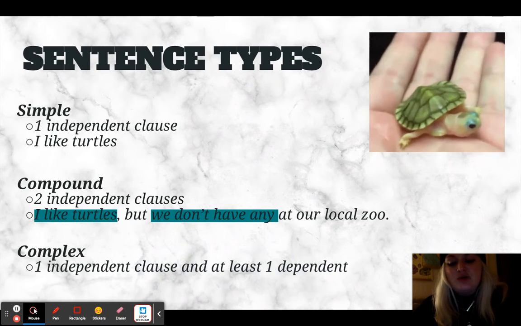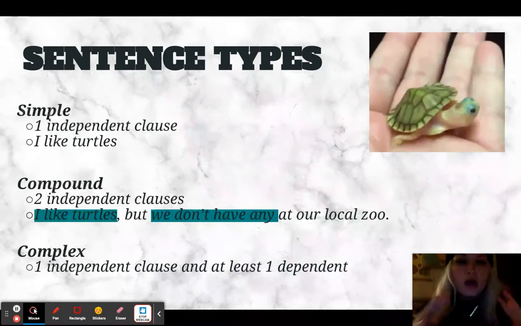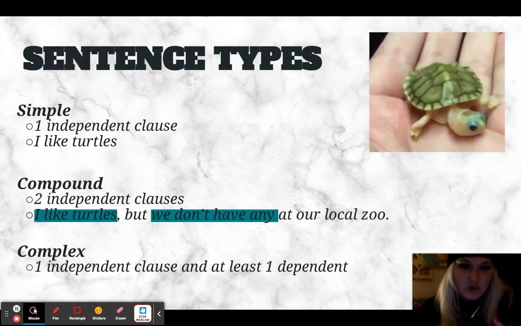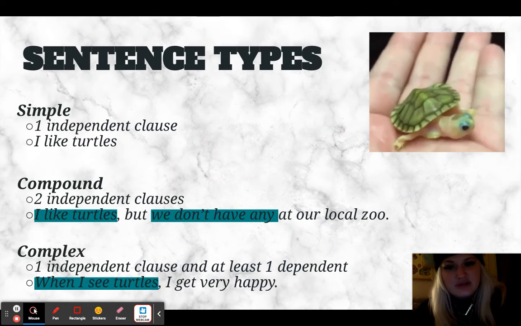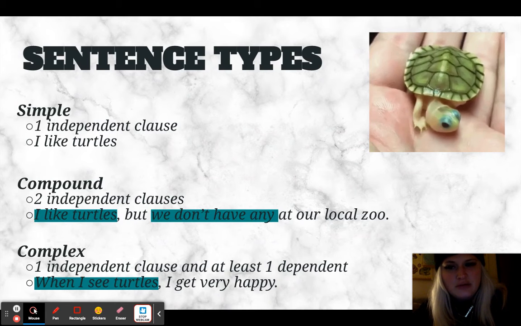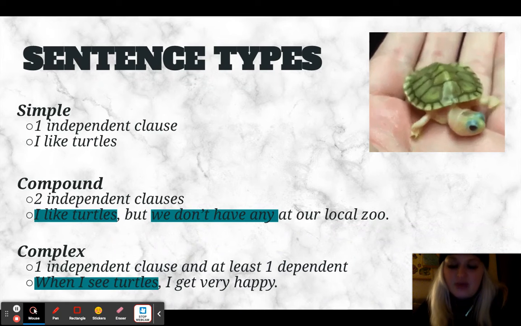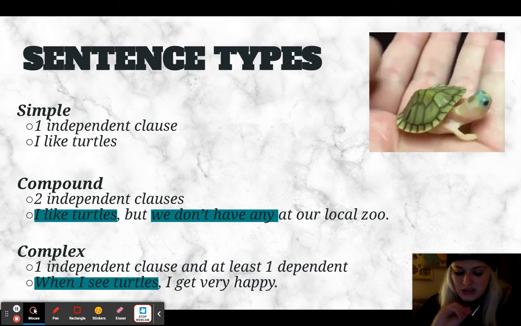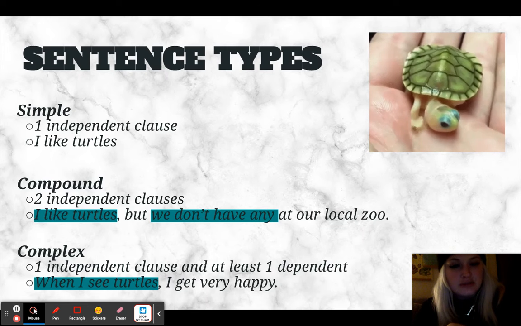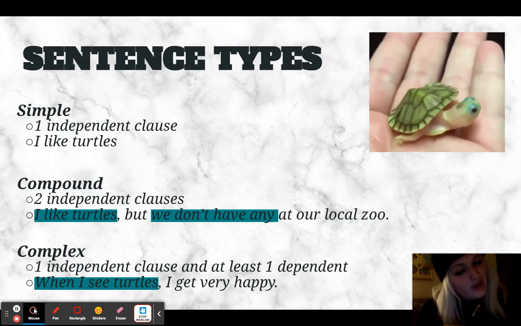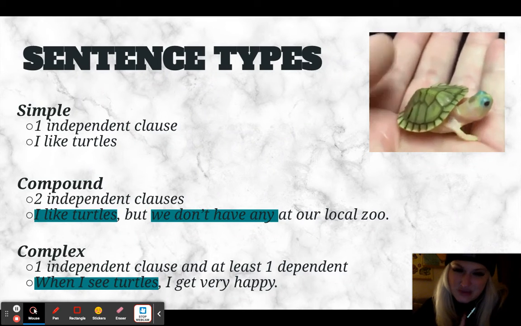Complex. This is going to be one independent clause and one dependent clause or more. There can be multiple. So a complex sentence: when I see turtles, I get very happy. Okay, the "when I see turtles," that's your dependent clause. Remember, we talked about those little subordinating conjunctions. That's the "when," that's your trigger. When I see turtles, I get very happy. All right, so you have to finish your thought, but there's that natural pause there.